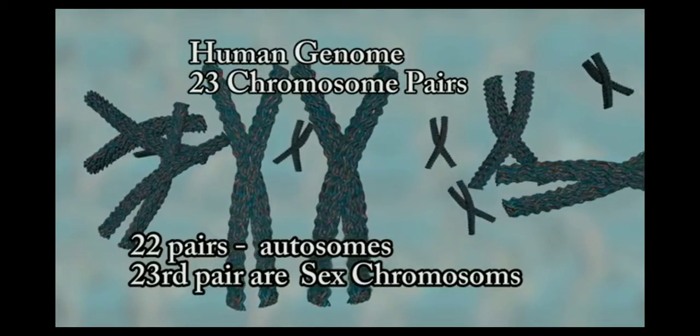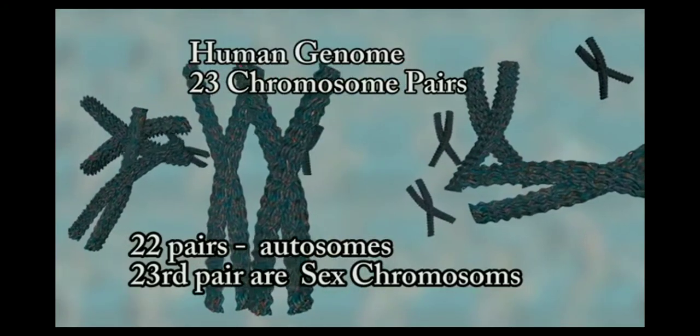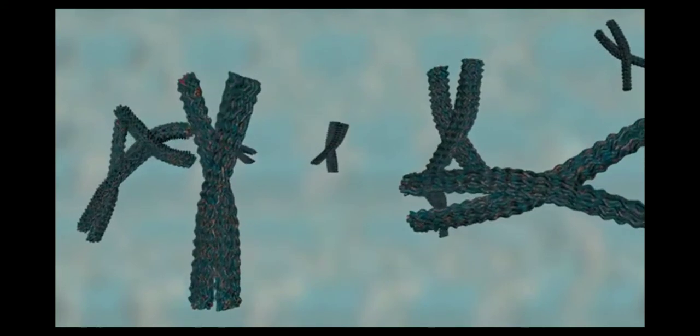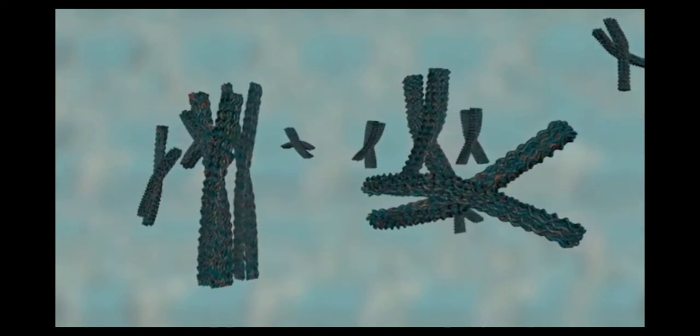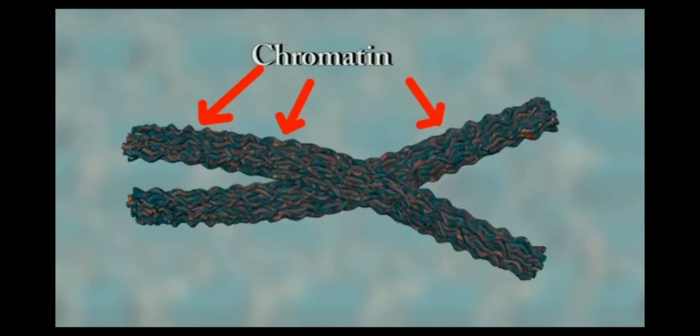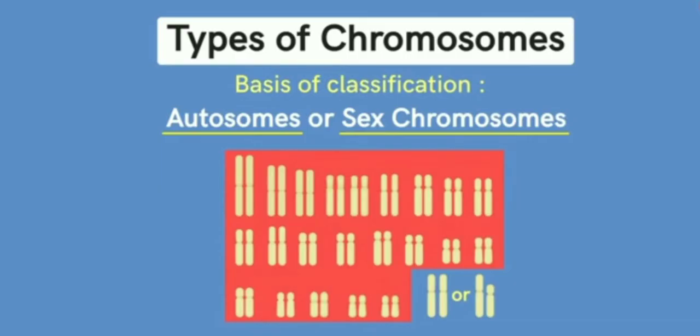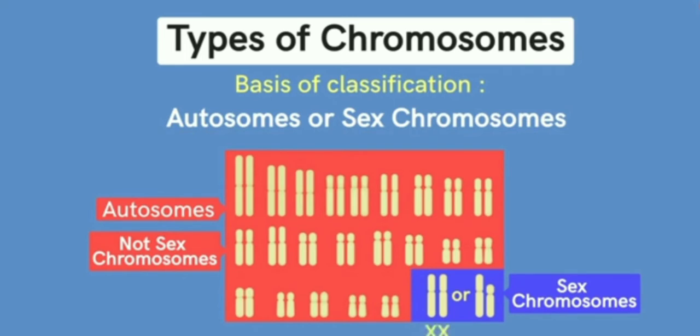Human genome consists of 23 pairs of chromosomes, out of which 22 are called the autosomes. The 23rd pair is known as the sex chromosomes. In case of female, the sex chromosomes will be identical. In case of male, the sex chromosomes will be non-identical.